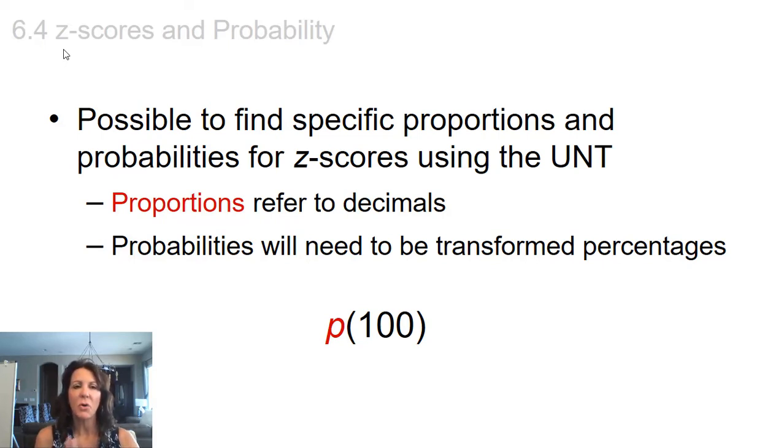Now, just so you know, when we talk about proportions, we're going to be talking about decimals. Proportions are decimals. We've talked about that already. I've also talked about how probabilities in this course are shown as decimals, but they can also be transformed into percentages. We tend to talk about them more in percentages, but the unit normal table that you're going to be using uses decimals. That's why I want us to get used to using decimals when we're finding these probabilities.